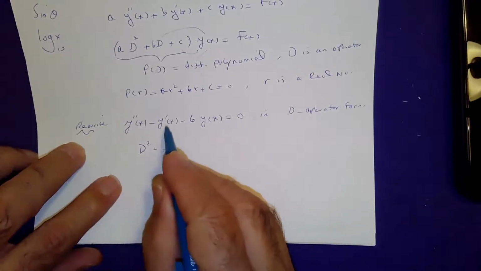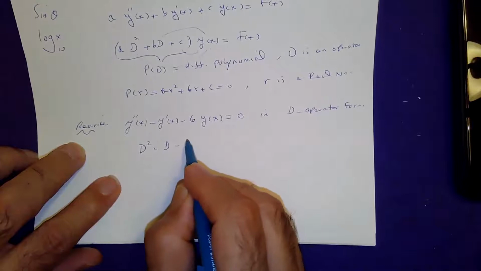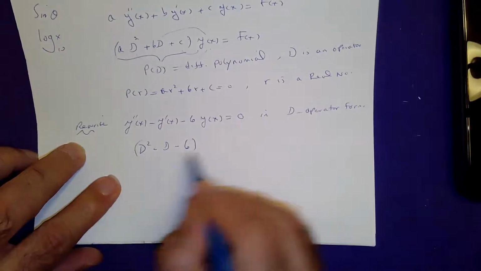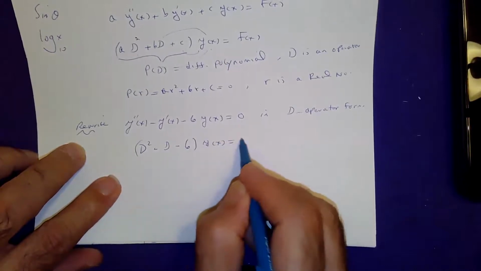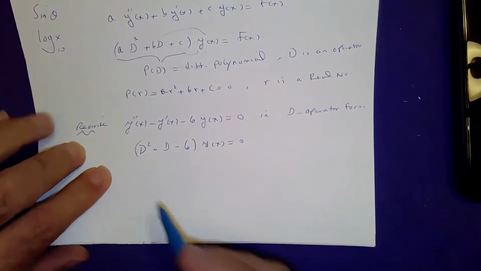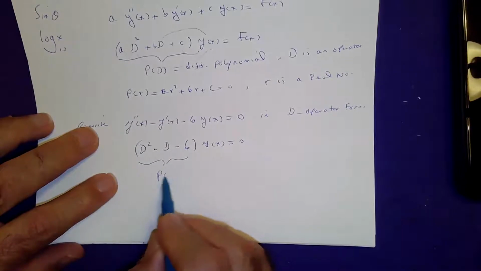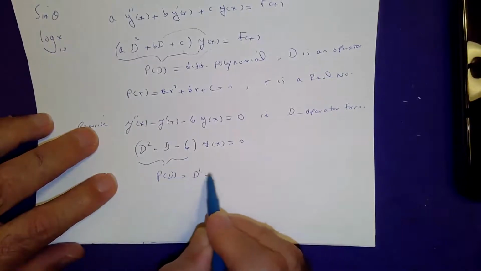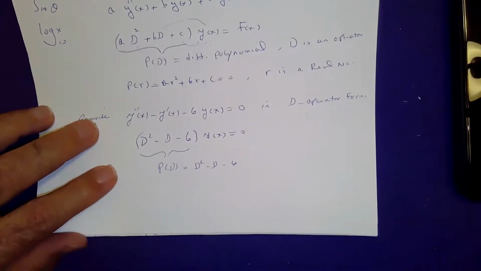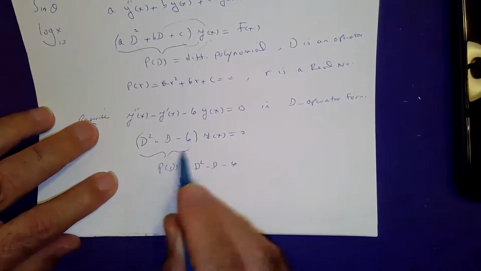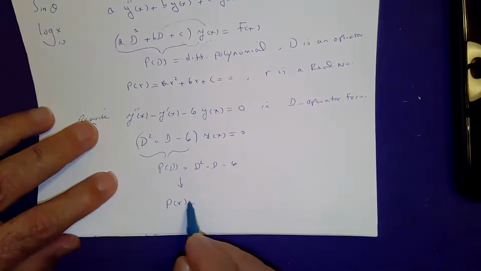Minus D minus 6, close the parentheses, y of x equals 0. There it is. This is your differential operator: P of D is equal to D squared minus D minus 6. Okay? So immediately you can tell off of P of D what P of r is.